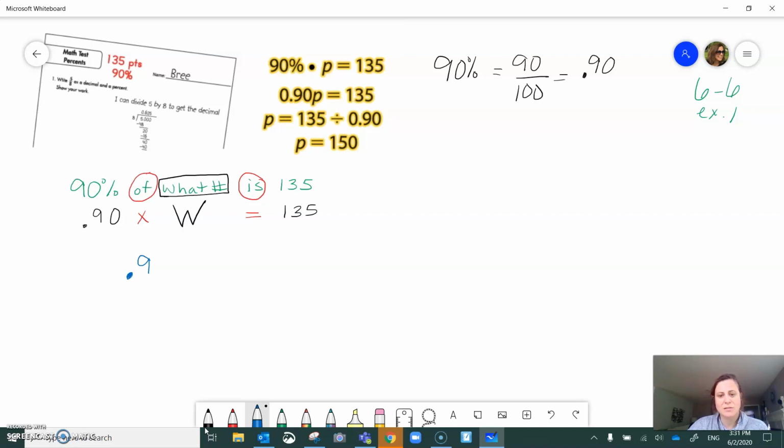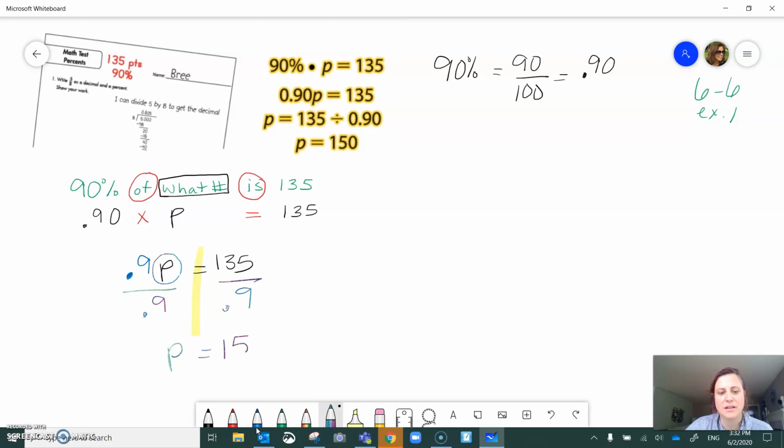Oh, they used P and I used W. You better use what they used, even though I know you don't really care. 0.9 times P equals 135. So this is that spot where it's like, well, I really want to get P by itself. Right now, P is being multiplied by 0.9, and the opposite of multiplying by 0.9 is dividing by 0.9. So if we do that on both sides, then we find out that the number of points possible on the test, the original number of points, is 150.